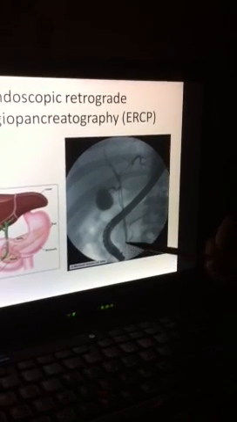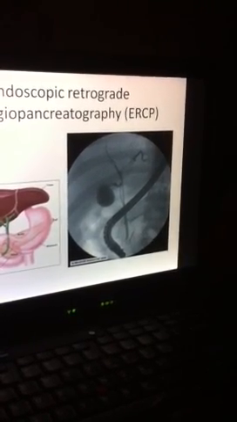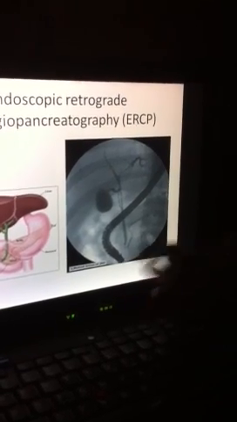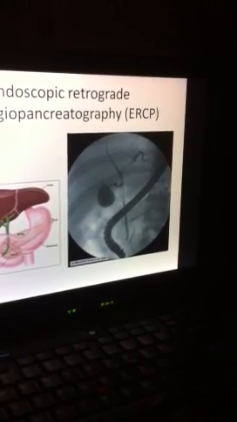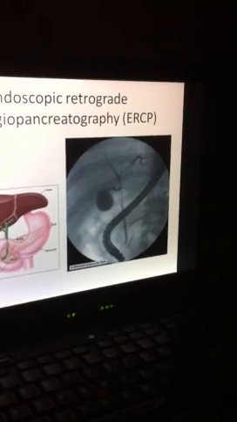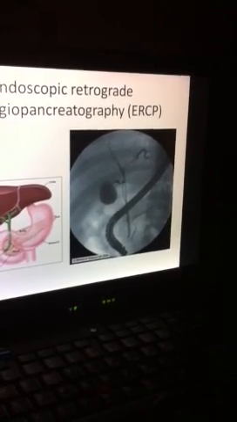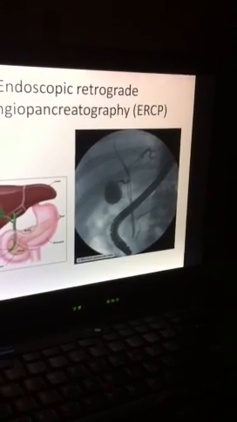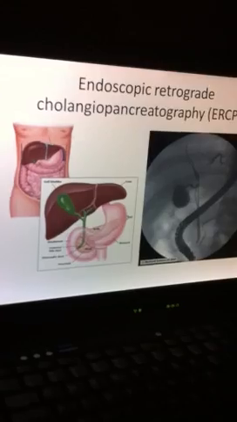And then it injects dye through the papilla. And the dye travels through all the ducts. And it's used a lot to find stones in any of the ducts. And they can also go in through the scope and remove the stones. So they can actually use this as a treatment procedure as well.